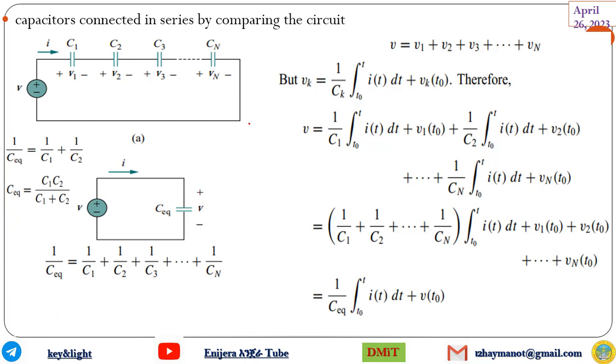If two equal magnitude capacitors are connected in series, what will be the equivalent? What will be the equivalent capacitance? Look, we have a 4 picofarad capacitor, and another 4 picofarad capacitor. What will be the equivalent capacitance, which is connected in series?